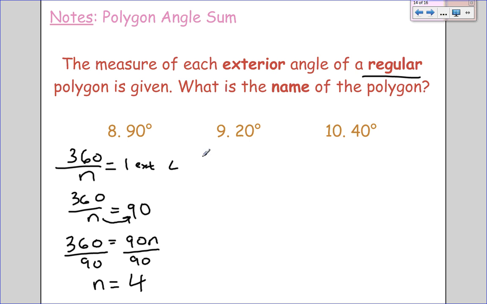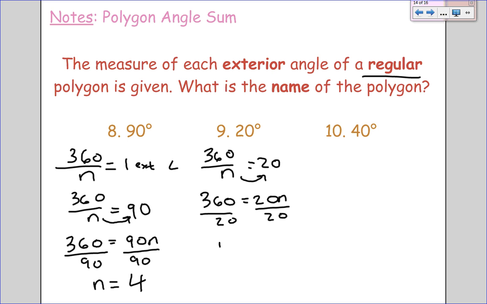Okay, let's give it a try. 360 over n will equal 20. So take the n and move it over. 360 equals 20n. And divide both sides by 20. So n equals 18. So this shape has 18 sides, so it's an 18-gon, basically.